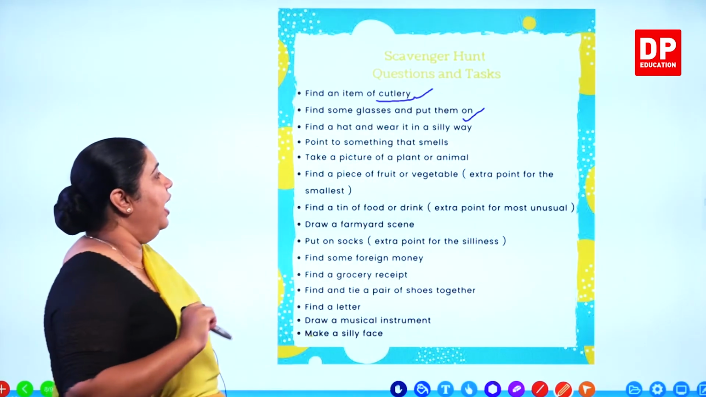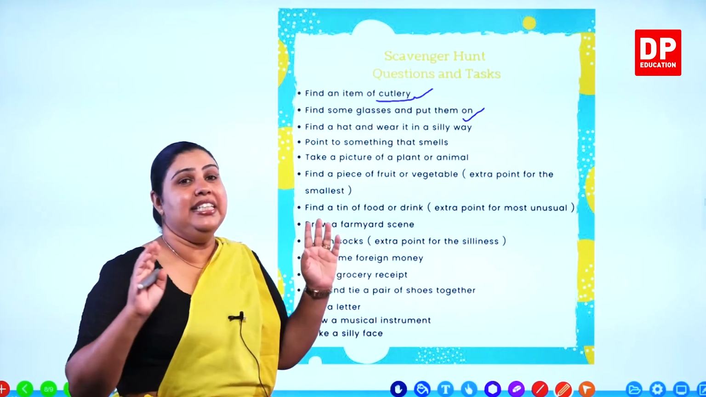Now the third one. Find a hat and wear it in a silly way.